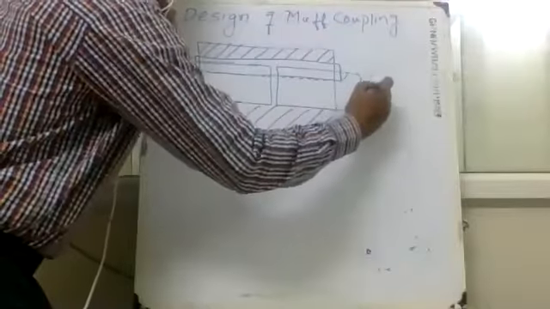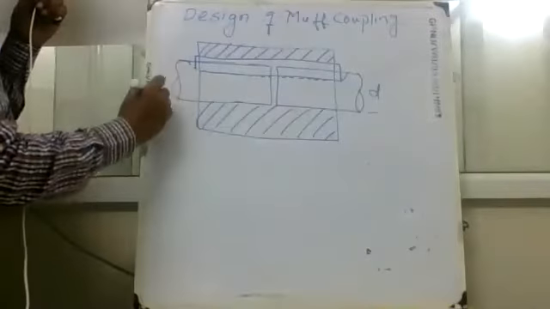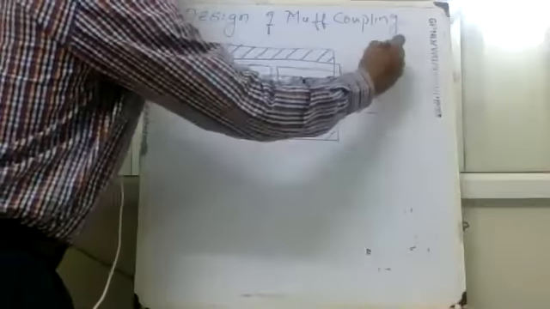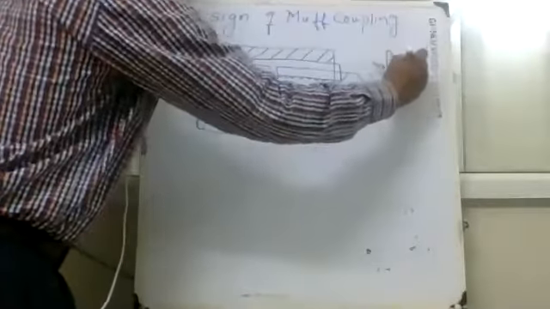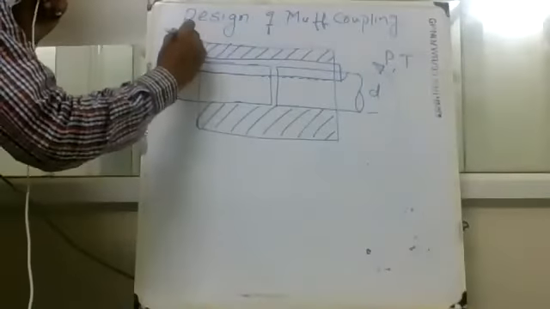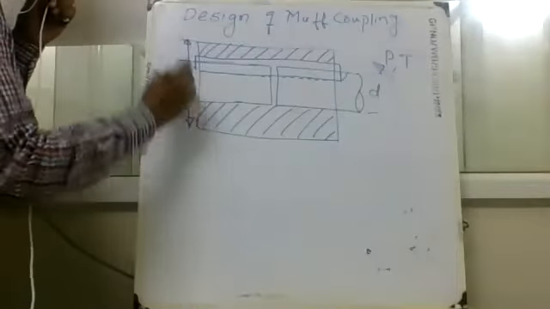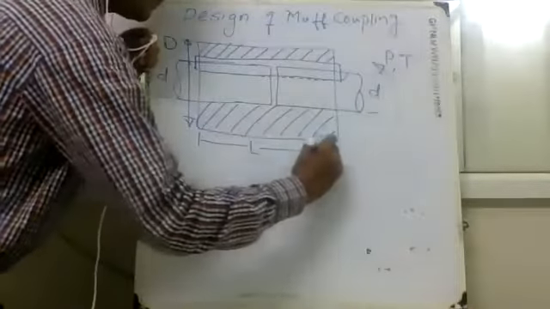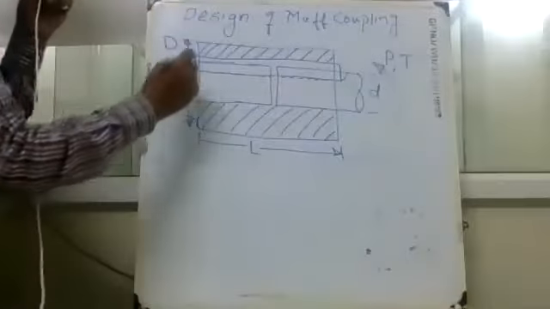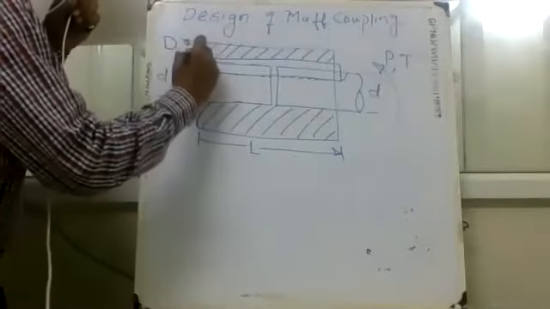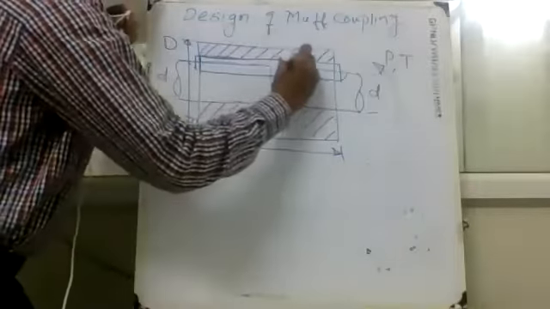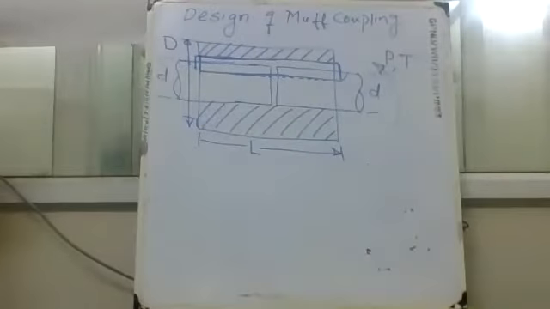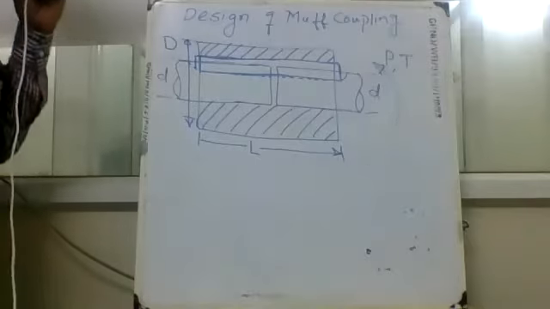So here you will find D as the diameter of the shaft. This diameter of the shaft is subjected to power, meaning subjected to torque. There is a muff diameter D. Here is the muff diameter D, and the length of the muff is L. These are the important dimensions, and also the dimensions of the key. So we are interested in finding the dimensions of the key also. Let us start our procedure one by one.